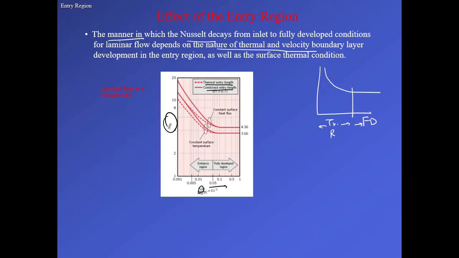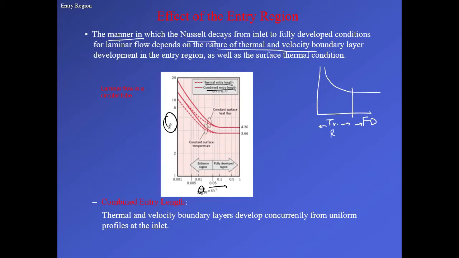But for the combined entry length case, this is a situation where what we are analyzing is that the hydrodynamic as well as the temperature boundary layers are both developing at the same time. So depending on how the two boundary layers are developing, whether one's already developed or not, it affects the Nusselt number variation as a function of x in the entry length region. As I said, in the combined entry length region, the thermal and the velocity boundary layers are developing at the same time.